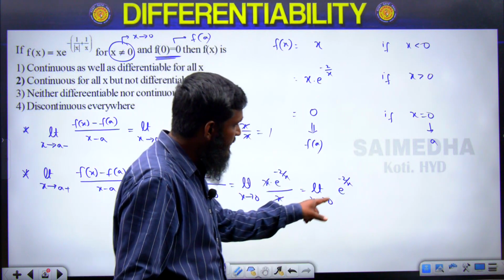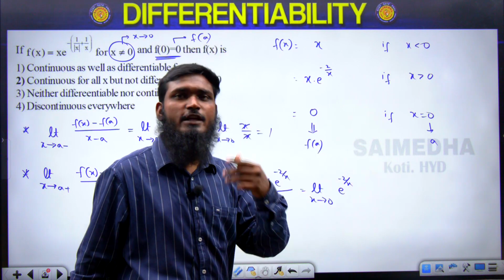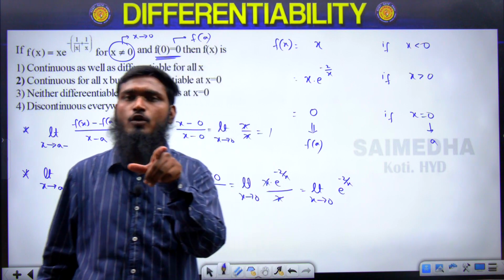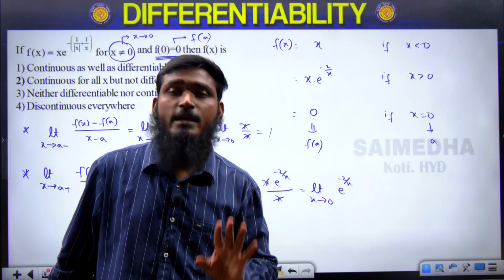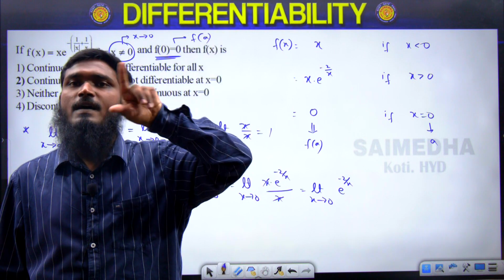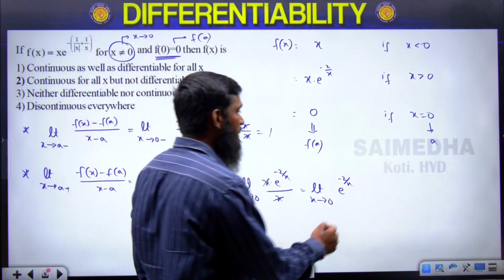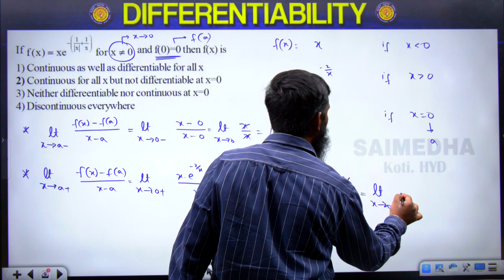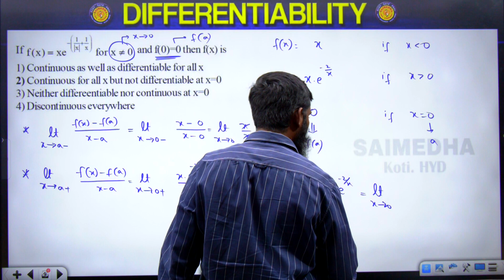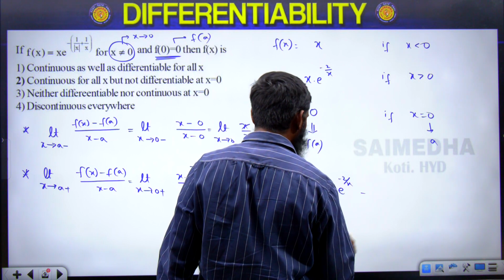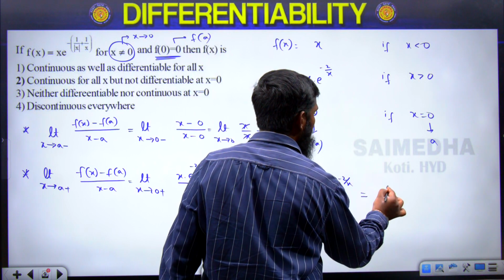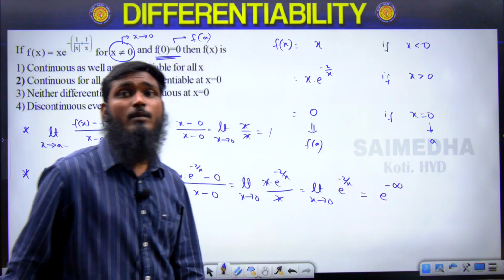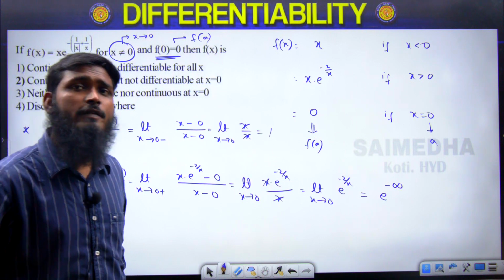Now if you substitute the x value as 0 here, 1 by 0, 2 by 0, 3 by 0, whatever it may be, if the denominator is 0, the answer will be infinity. If the numerator is 0, then the answer will be 0. So the limit as x tends to 0 becomes, on substituting the x value, e power minus 2 by 0, which means e power minus infinity. Now what is the value of e power minus infinity?